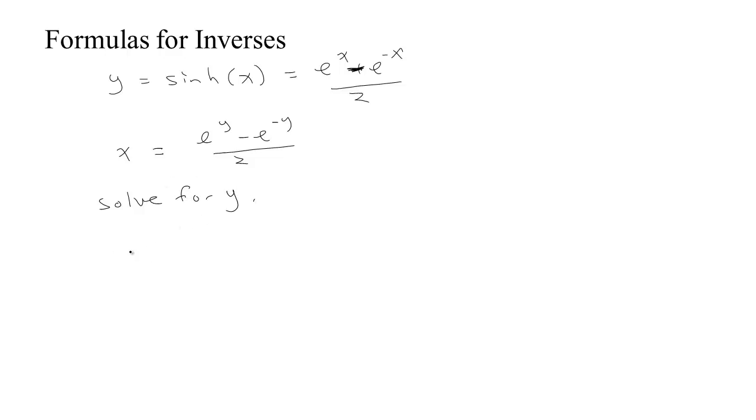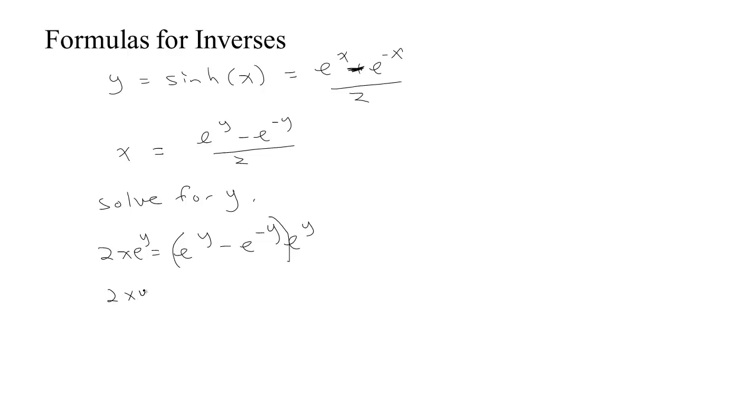So what I'm going to do first is multiply through by 2, so I get 2x is e to the y minus e to the minus y. And then I'm going to use a little trick. I'm going to multiply both sides by e to the y. So I'm going to multiply the right-hand side by e to the y, and I'll multiply the left-hand side by e to the y.